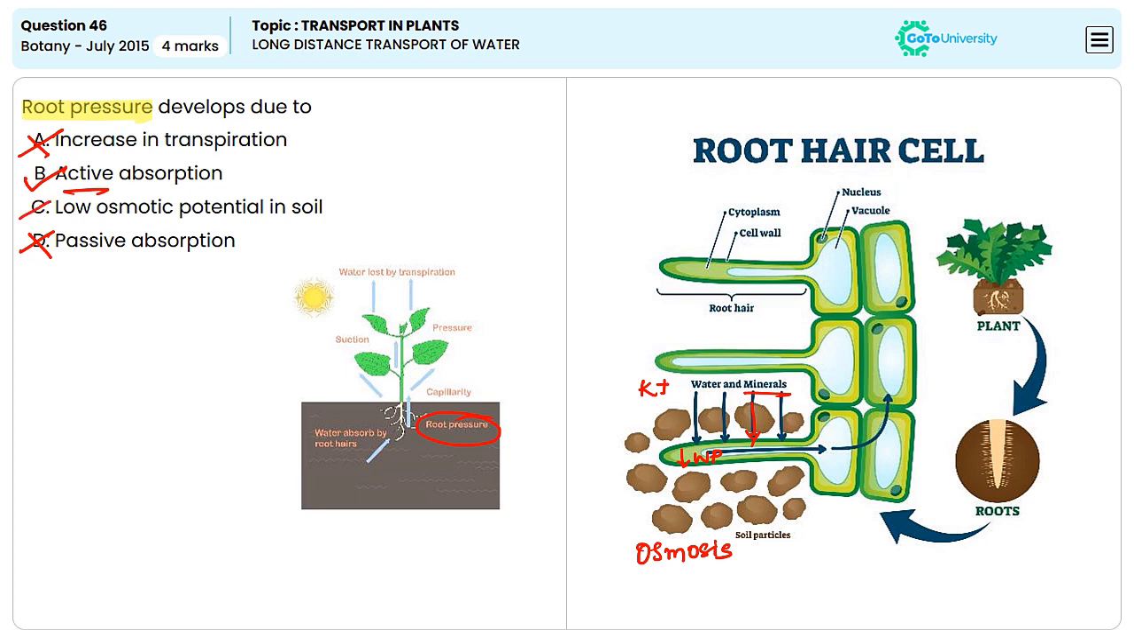Coming to option C, low osmotic potential in soil. This is also incorrect because low osmotic potential in the soil will typically reduce the water uptake by the roots rather than increase pressure. So that means the correct answer is option B.